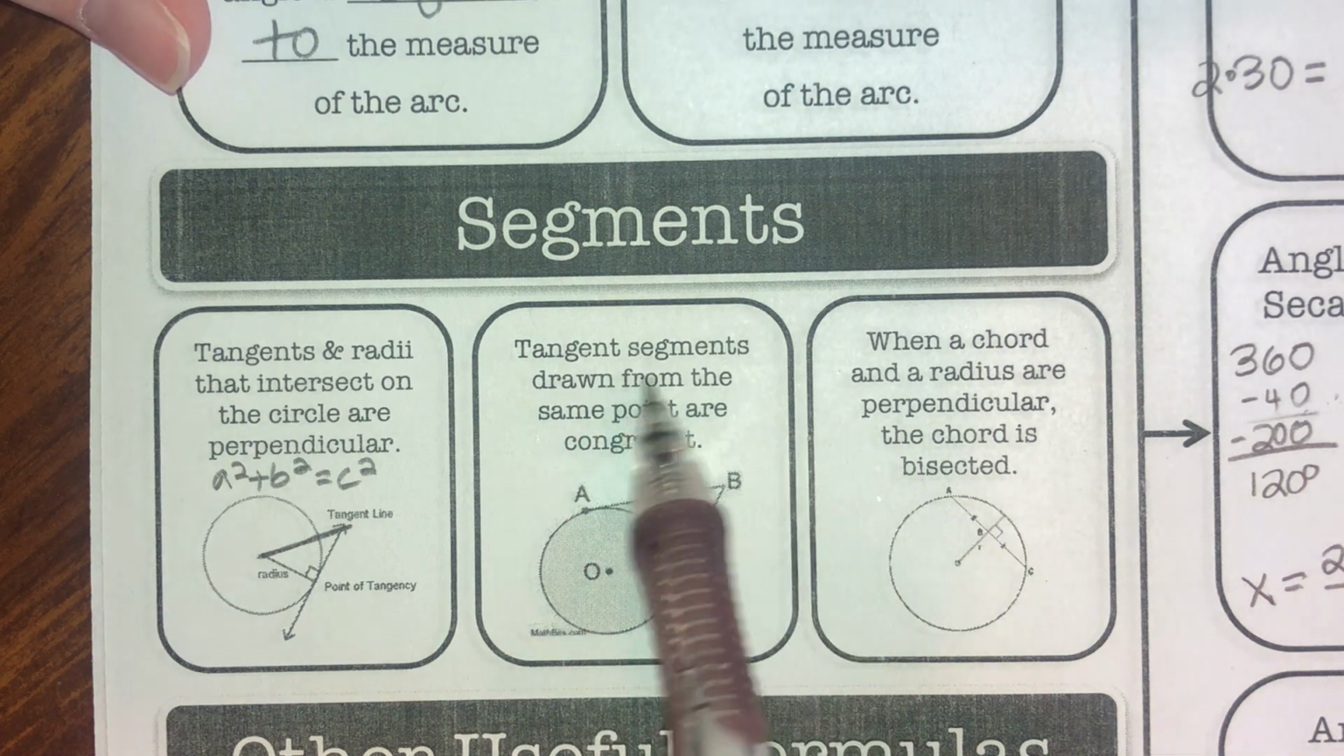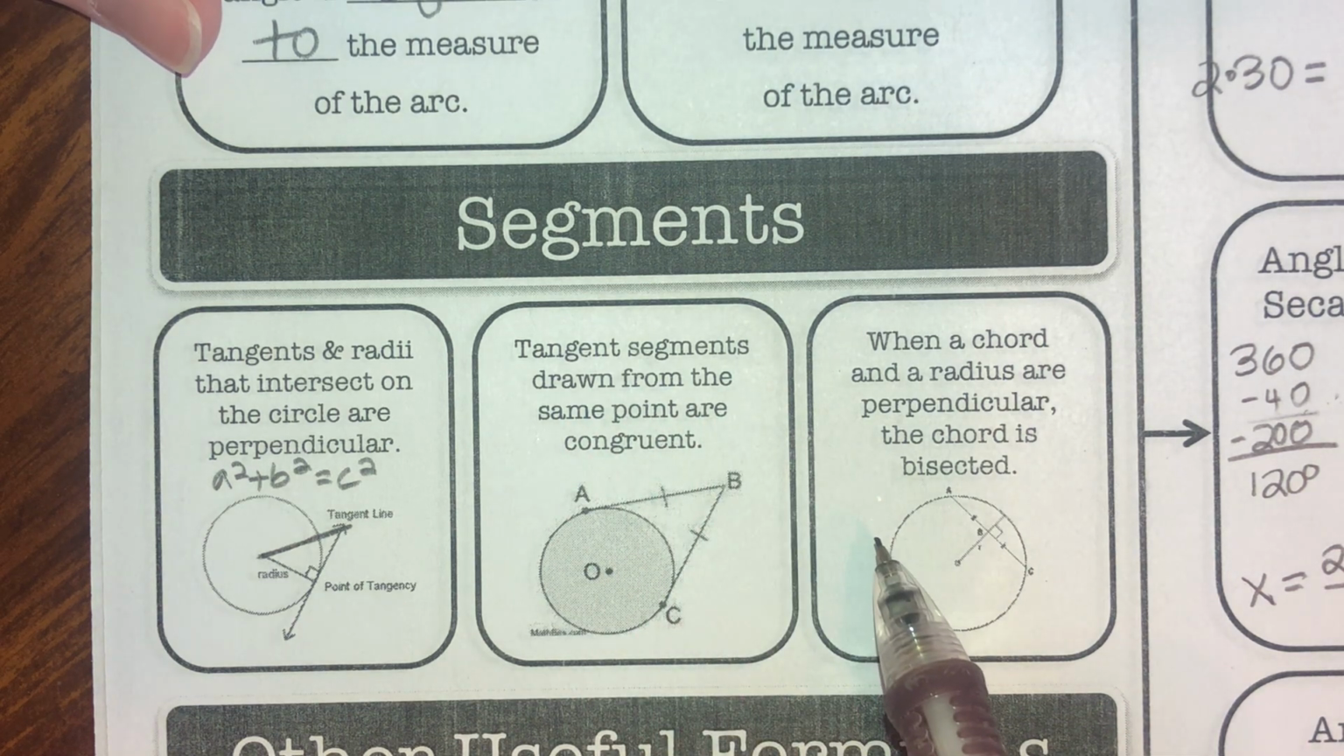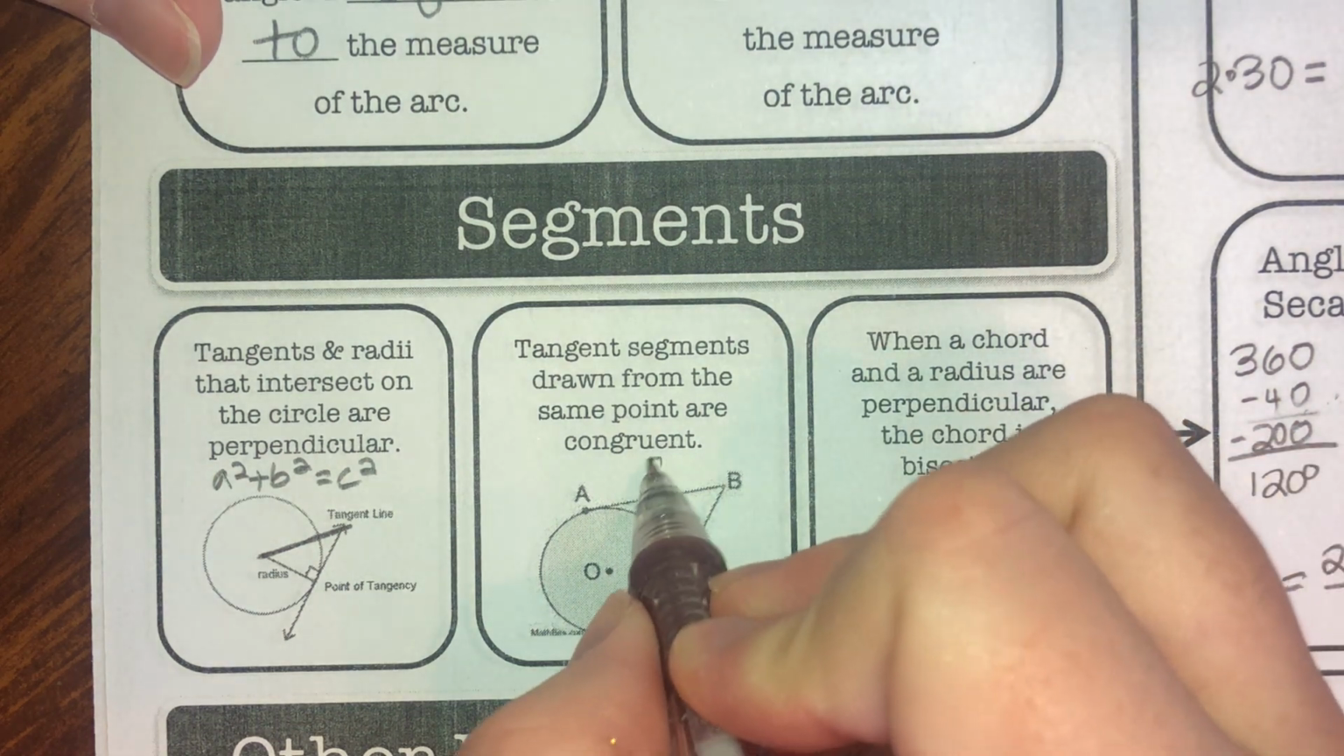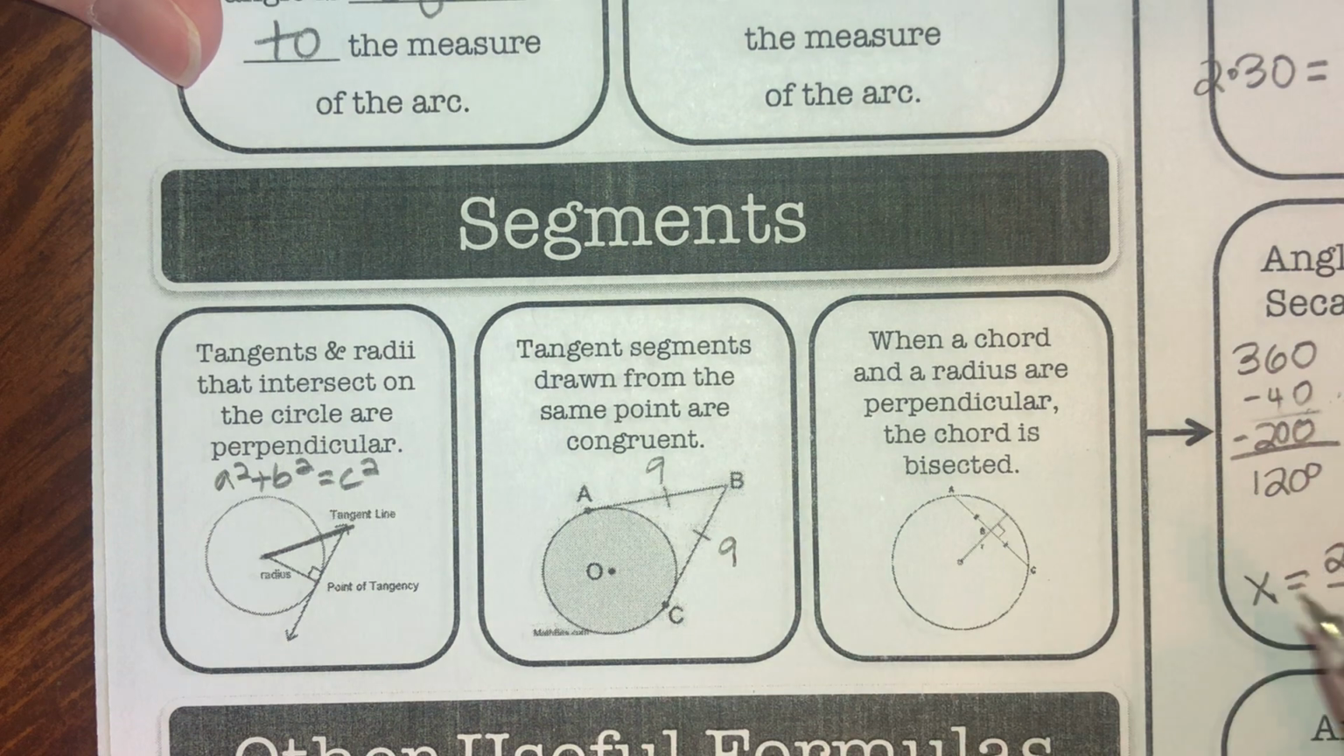The next one that we talked about were tangent segments drawn from the same point. So if we've got these two segments and maybe this one is 9, this one would also be 9.